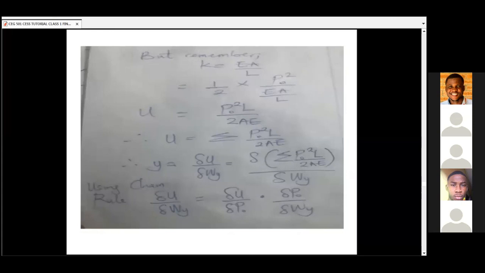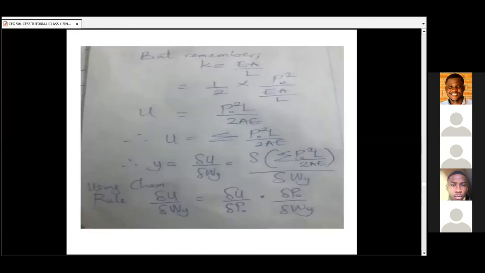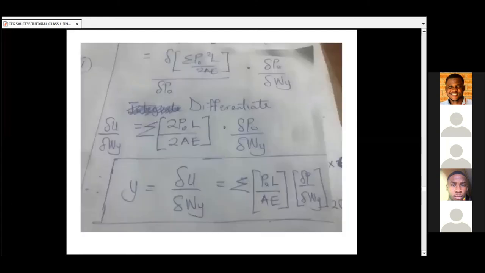Now, using the chain rule, you know that dU over dWy would also be the same thing as what? dU over dP times what? dP over dWy. But U, as earlier stated, is what? Summation of what? P squared L over what? AE, over 2AE rather. So if we now input that into this, we would get this formula.